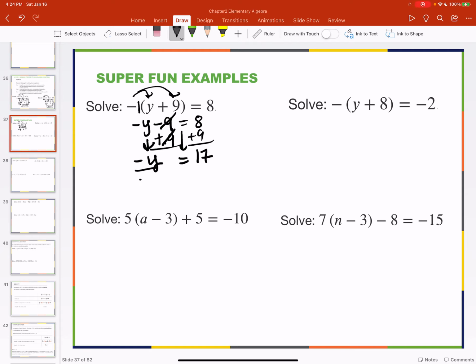And then again, to get rid of this minus, dividing both sides by negative 1, that's going to make this positive on the left-hand side. And this will, of course, be negative 17. Okay, cool. Let's do another one.